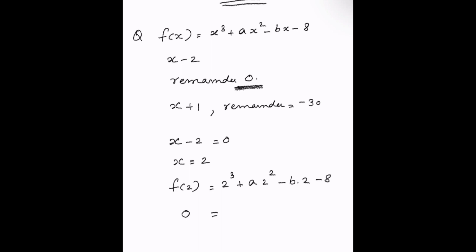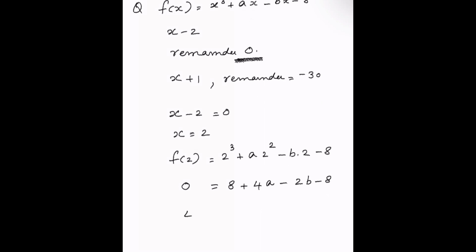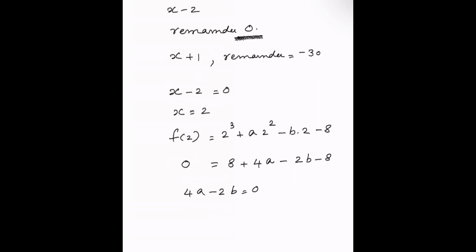So write 0 is equal to 8 plus 4a minus 2b minus 8. So I'm getting 4a minus 2b equal to 0. 2 is common, so I will just divide the equation by 2. I am getting 2a minus b equal to 0. Just put this as equation 1.